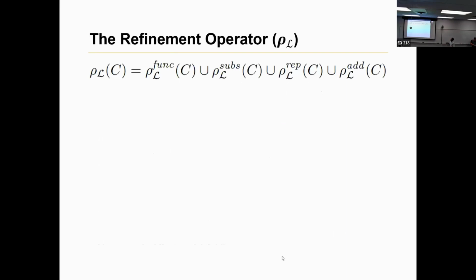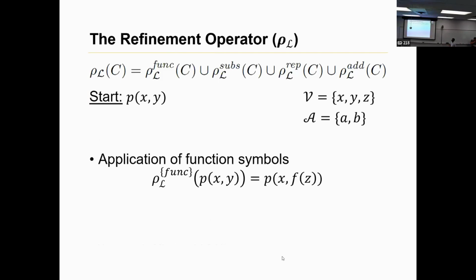So how does this refinement work? A refinement operator, this rho L of C, takes the clause as an input, and it does one of these four things to give a weaker clause.